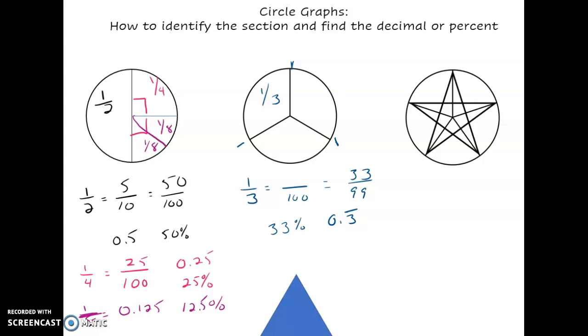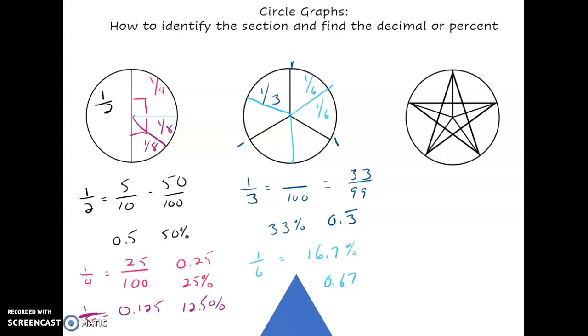And then if you extended all these lines straight through, that would be cutting every one into half. So each one would be 1/6. And again, do 1 divided by 6, and you're going to get 0.167, 16.7%, which could be rounded to 17%.